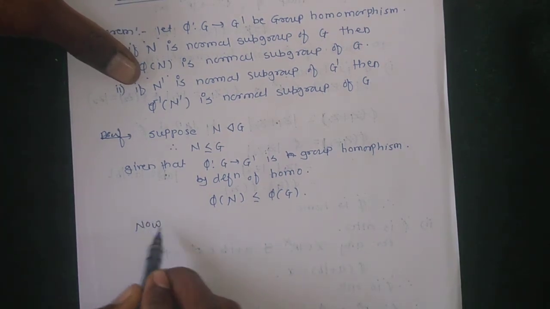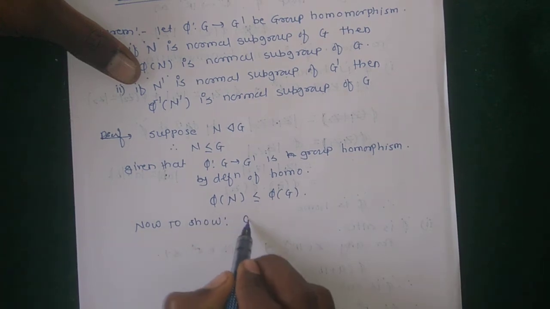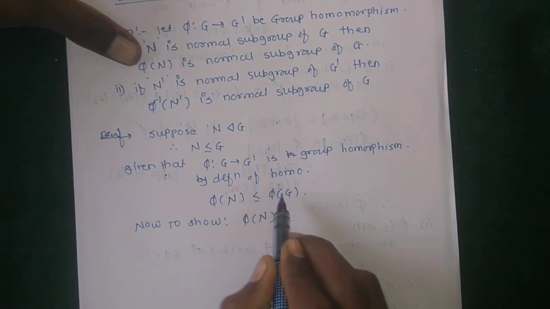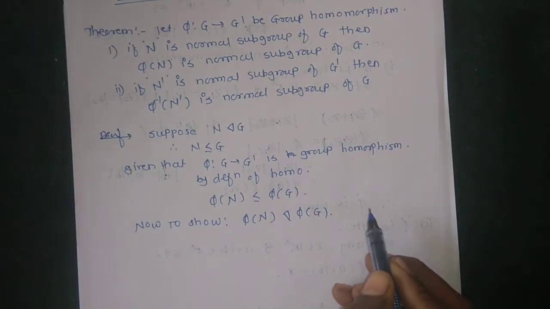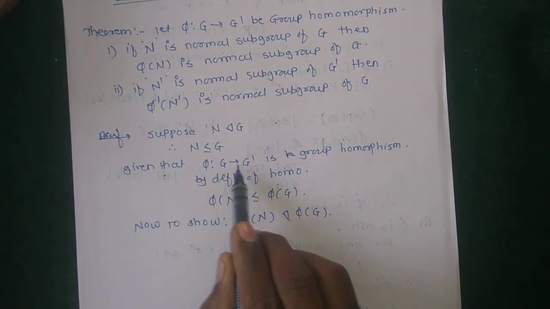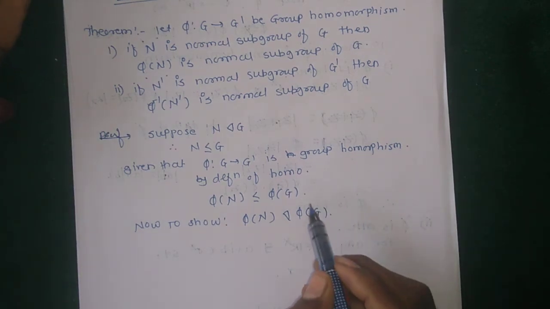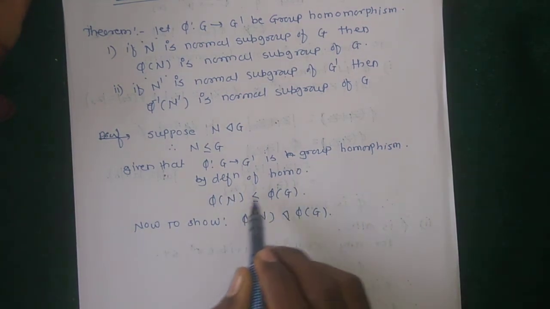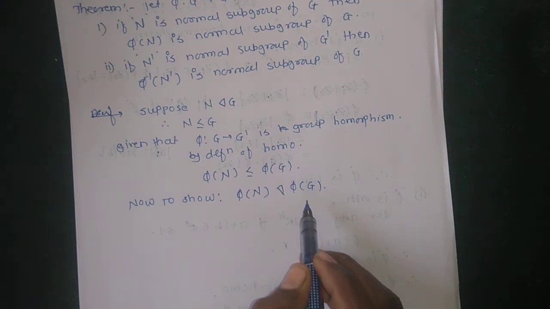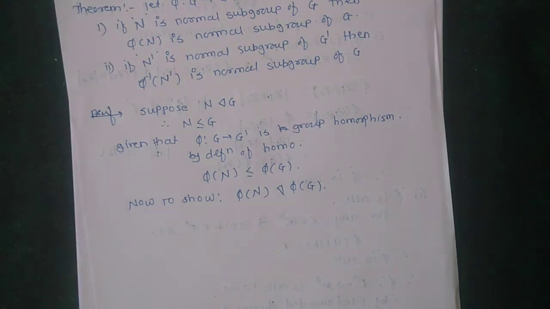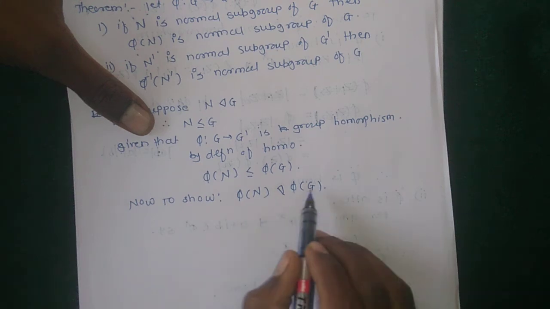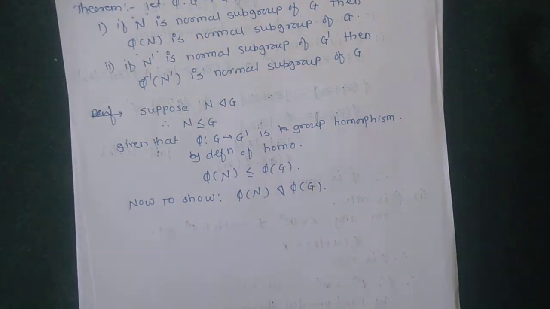Now to show phi of N is a normal subgroup of phi of G. To show a normal subgroup, firstly we show it is a subgroup, and by the definition of homomorphism, phi of N is a subgroup of phi of G. Now, to show that phi of N is a normal subgroup, how do we show it? Here we choose one element from phi of G. Okay, how do we prove this theorem?